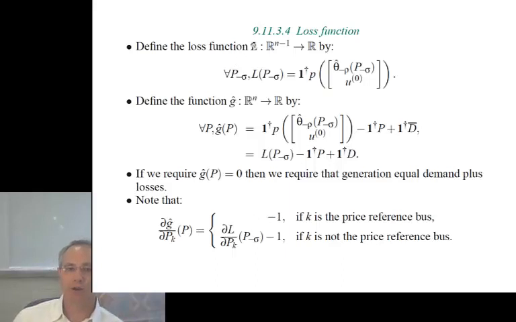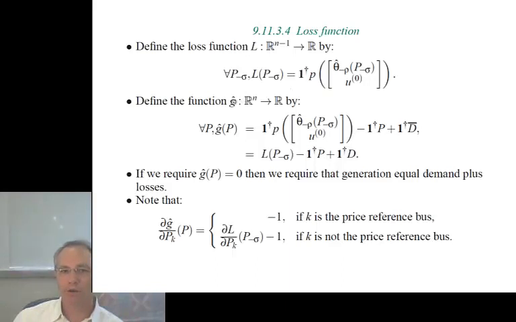So let me now define a loss function, L of P minus sigma. It's just given by evaluating the losses. How do I evaluate the losses in terms of P? Well, I know the voltages, but I need to figure out the angles. How do I figure out the angles? I use power flow software, given P minus sigma, to evaluate theta hat minus sigma.